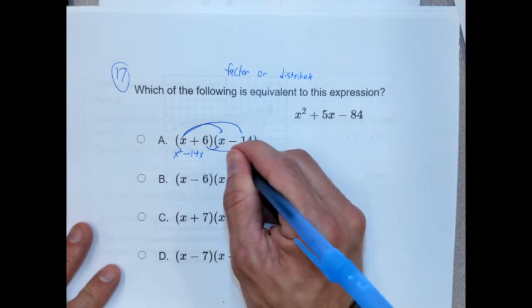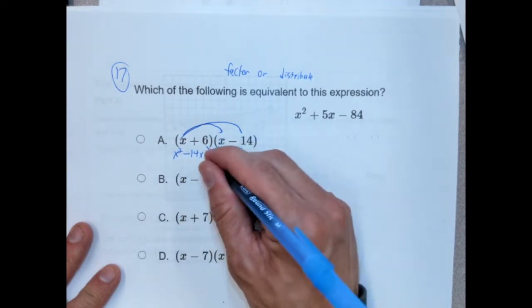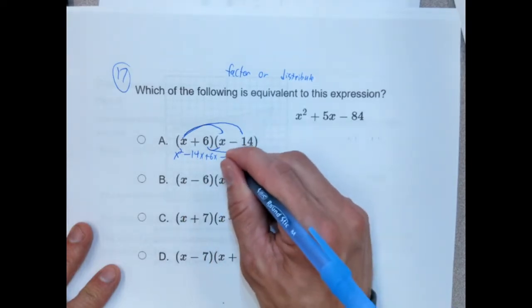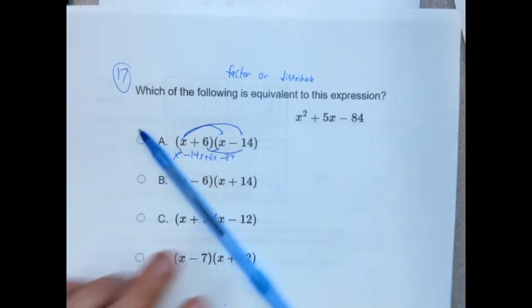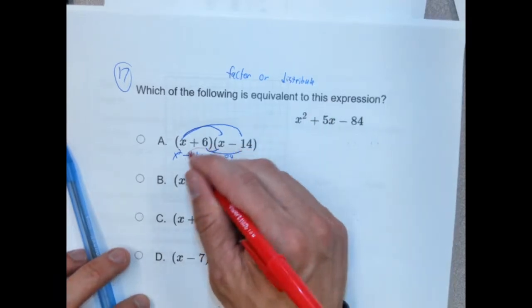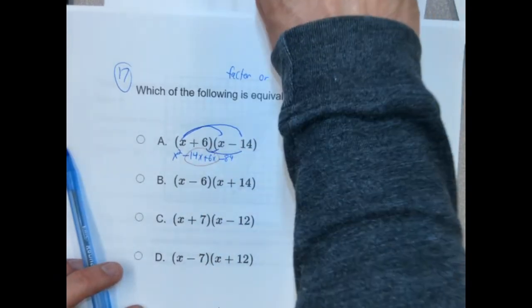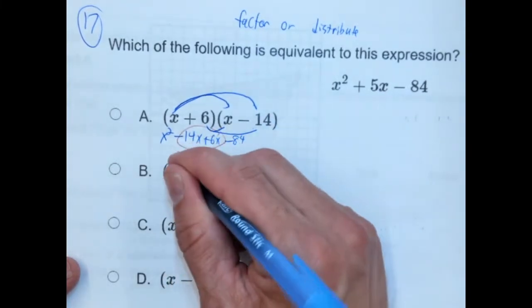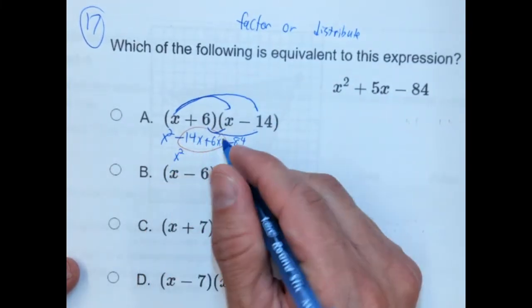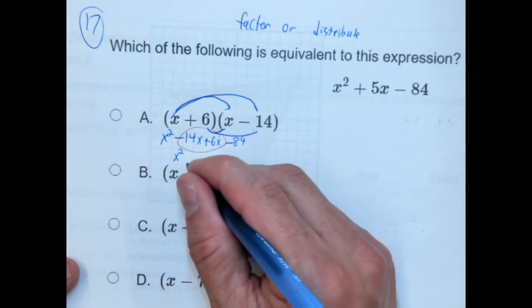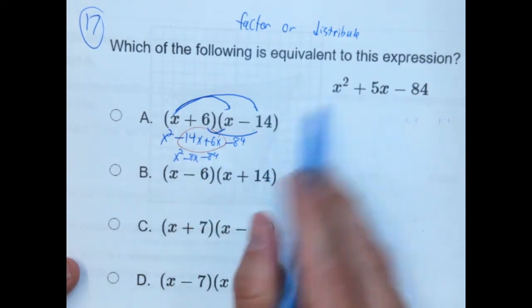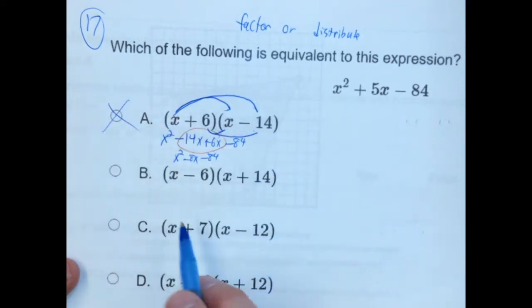Now I'll distribute the 6. 6 times x is positive 6x. And 6 times negative 14 is negative 84. Now we have to combine these like terms right here. I'll zoom in a little more, it's kind of hard to see. That's a little better, okay. So x squared, negative 14x plus 6x would be negative 8x minus 84. So that's not it. Okay, let's try B.